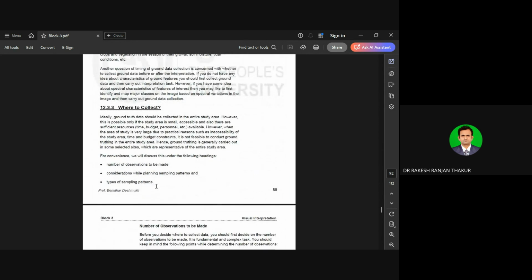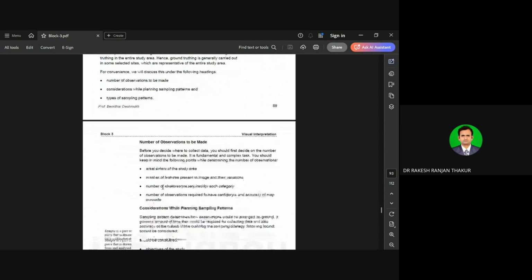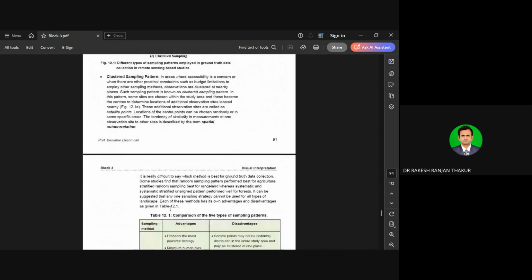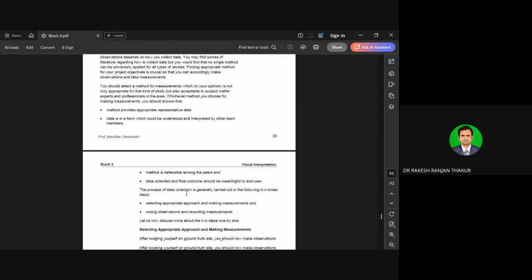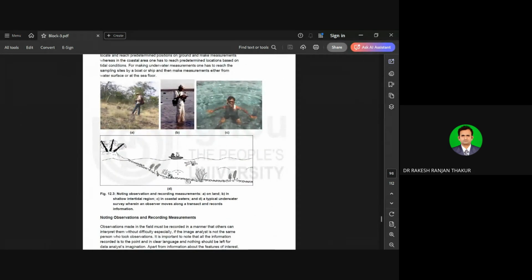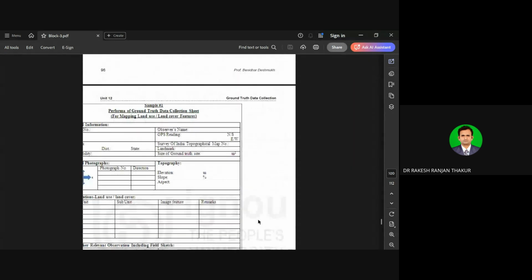Then where to collect also depends on your work, whether you can go for so many observations, for some random area, or sometimes for a doubtful area, okay? How to collect, when to collect, and what the process of collection is, these things totally depend on our customization or the nature of our work, right? So I think this is all about this.